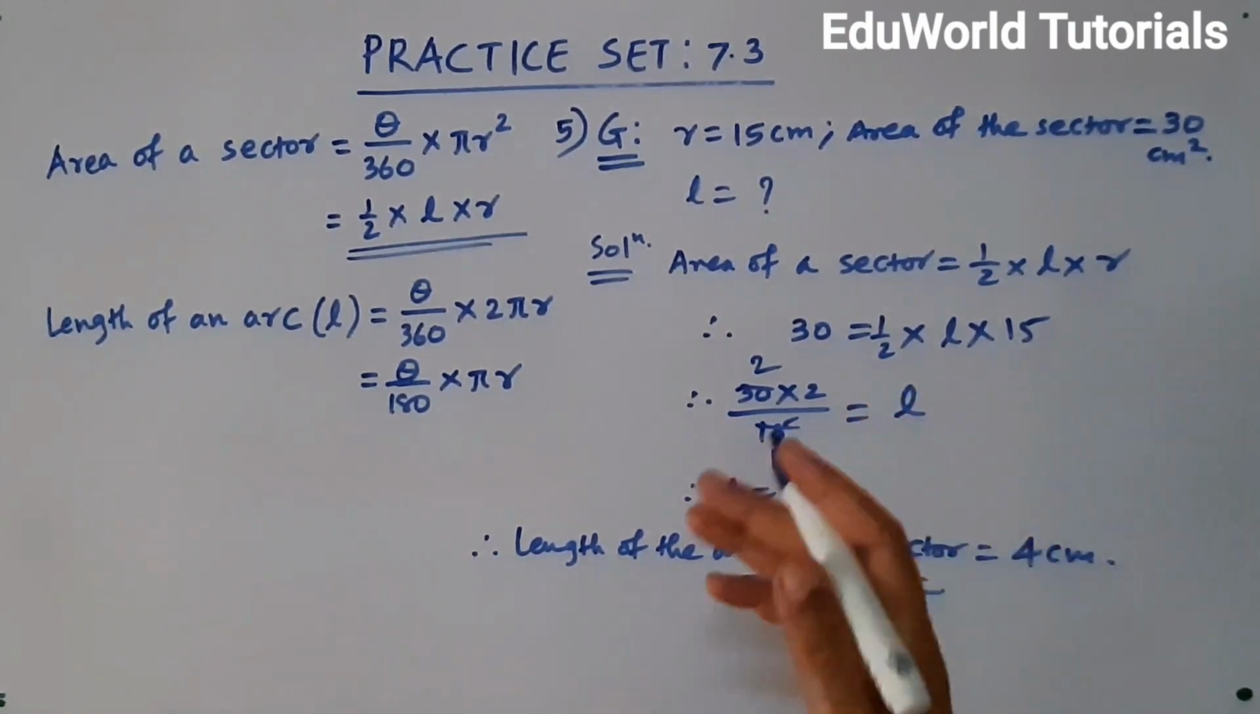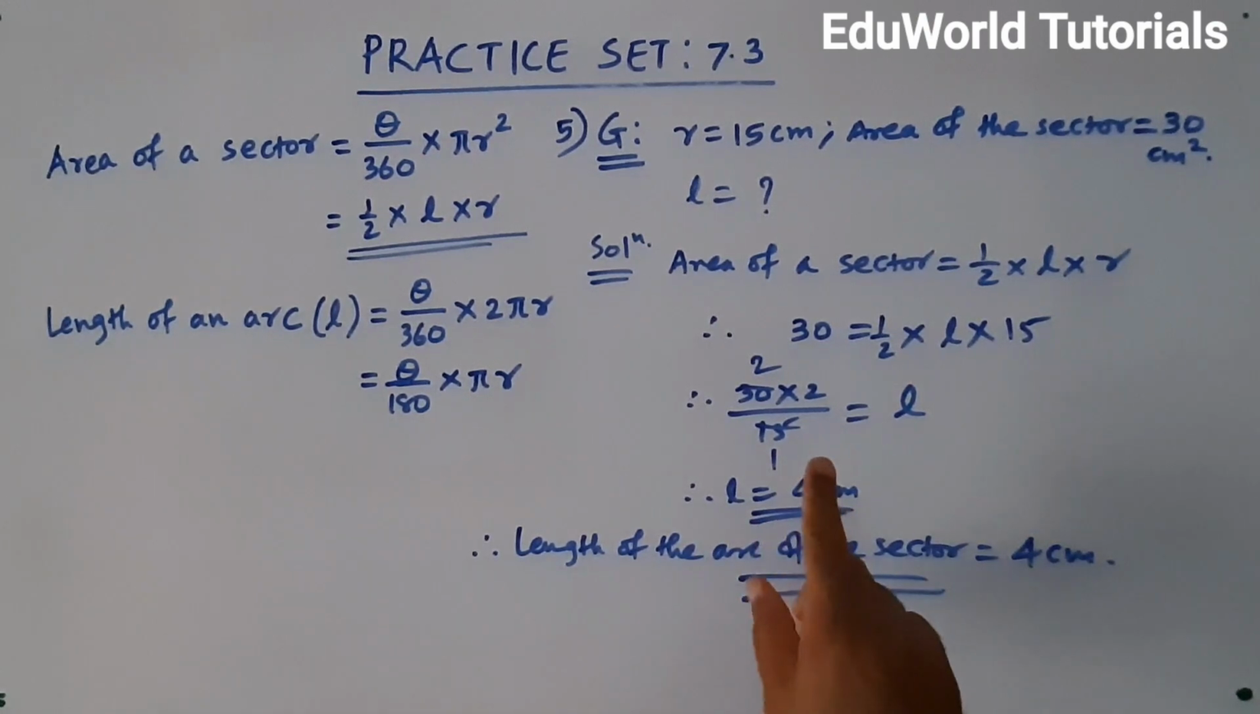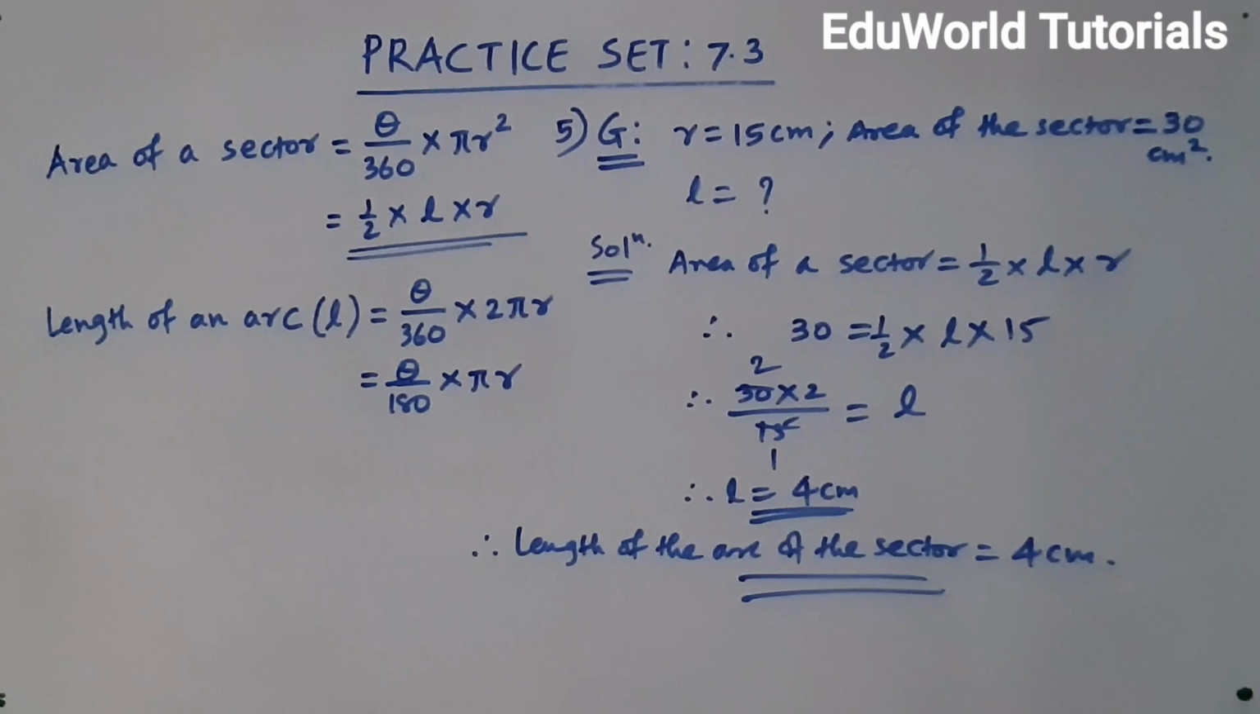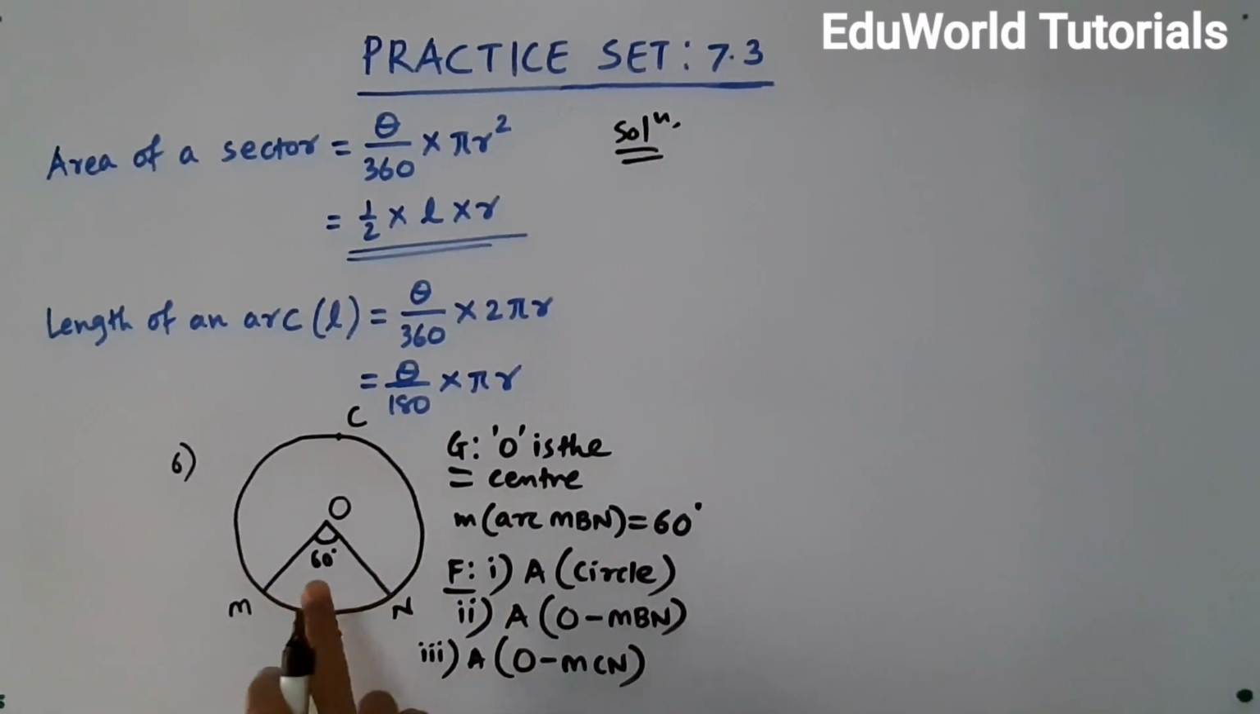Very simple sum. All these sums are 1 or 2 mark sums. They can also ask these sums in activity-like sums. Now we will move to the next sum, sum number 6. Dear students, this is sum number 6.